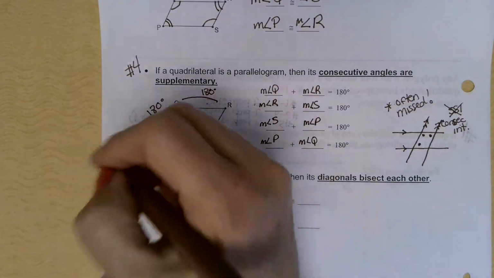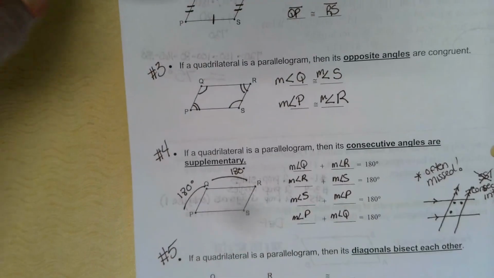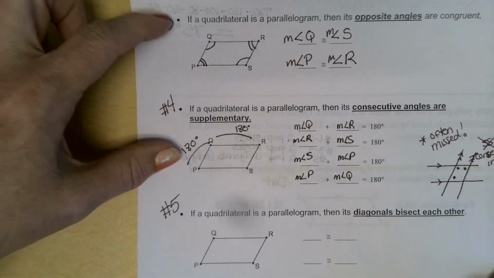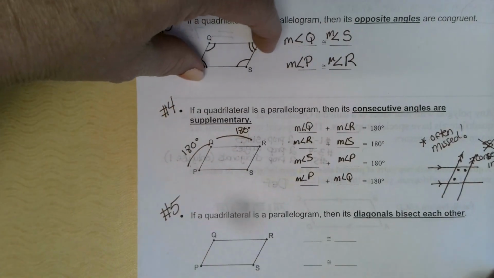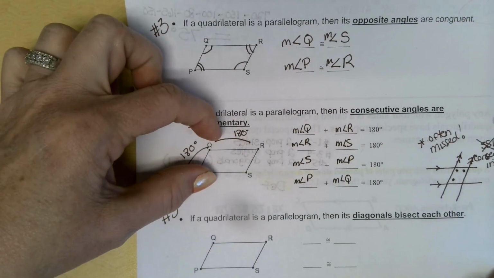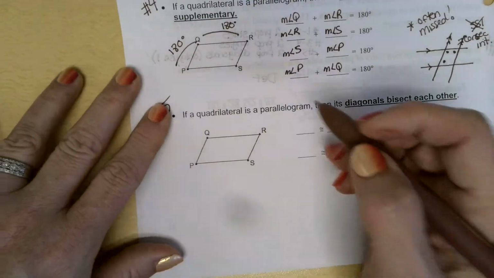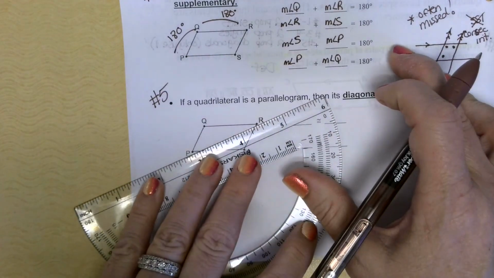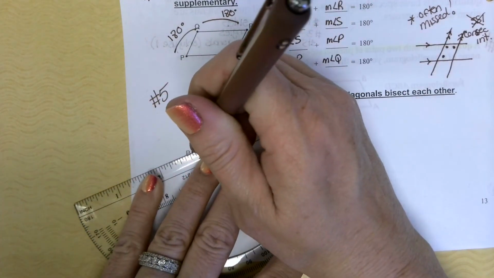Okay, number 5. So this is number 1, number 2, we're talking about sides. Number 3 and number 4, talking about angles. Opposite angles are equal. Consecutive angles are supplementary. Okay, so now we're going to talk about the diagonal. Let's go ahead and grab your straight edge or just draw very neatly. We're going to put these diagonals in here.